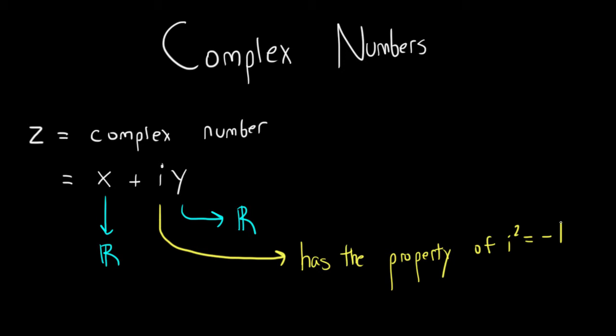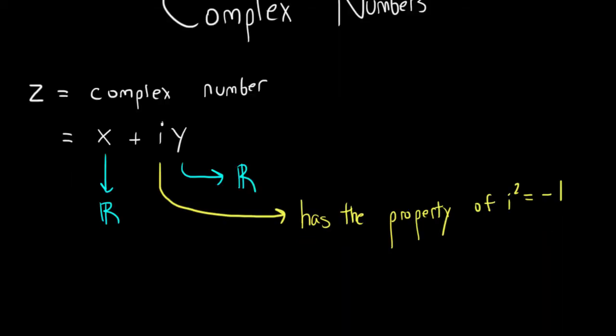We see that we are creating these complex numbers using real numbers, which means that the realm of complex numbers is going to be bigger than the realm of real numbers. There are going to be more complex numbers than there are real numbers because we are using real numbers to make this, and we are adding another property on top of it. That allows us to have more complex numbers than we do real numbers.